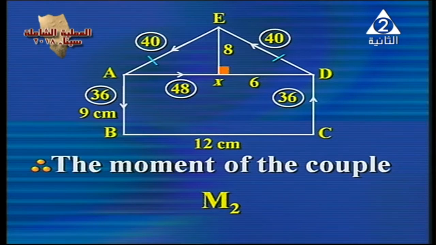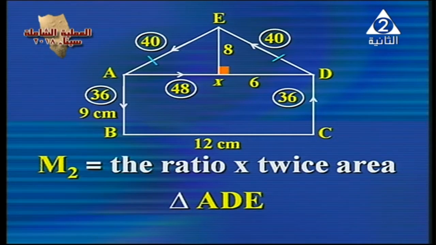The moment of the couple M2 is the ratio K times twice the area of triangle ADE. Remember, in cyclic order, what is the moment? The ratio times twice the area of ADE. If you want to find the couple in cyclic order of a triangle, we find the ratio K times twice the area of triangle ADE.